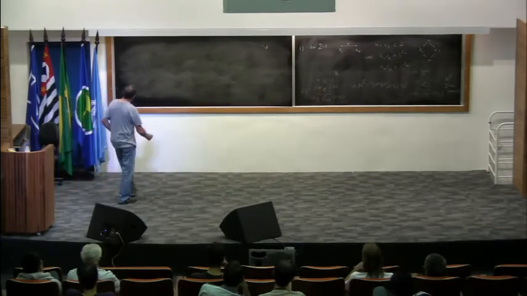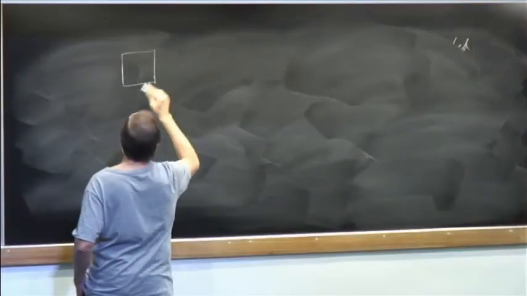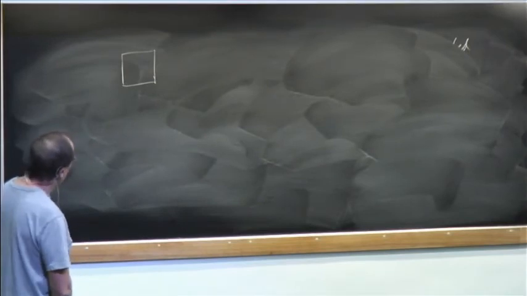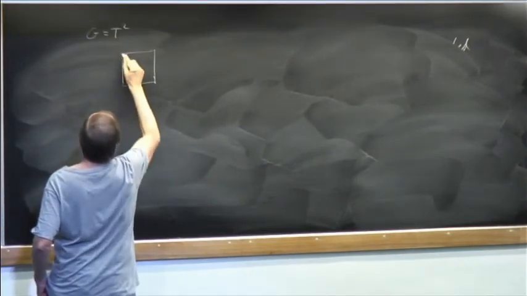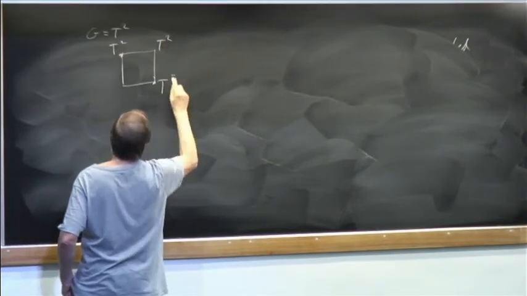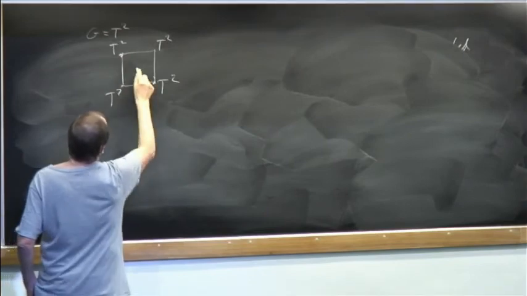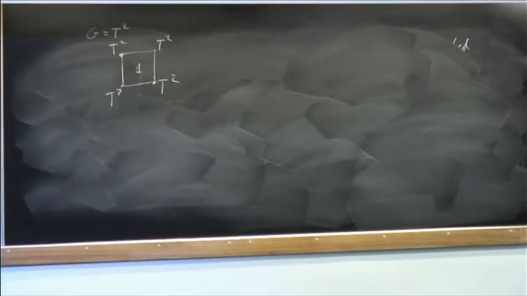Now the situation is the following. I take as my fundamental chamber a square, and the group G is a two-torus, and all the vertices are fixed points. The principal isotropy group has to be trivial for a torus action, and now for the sides, I have to choose circle actions as stabilizers.